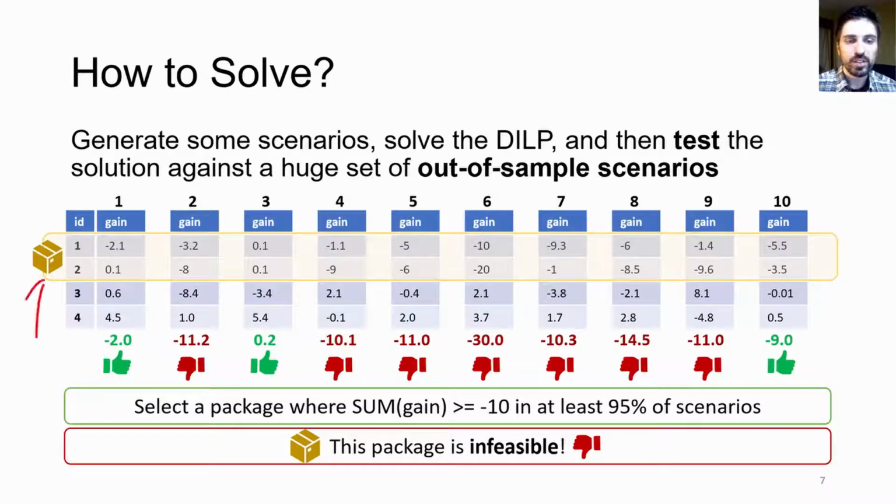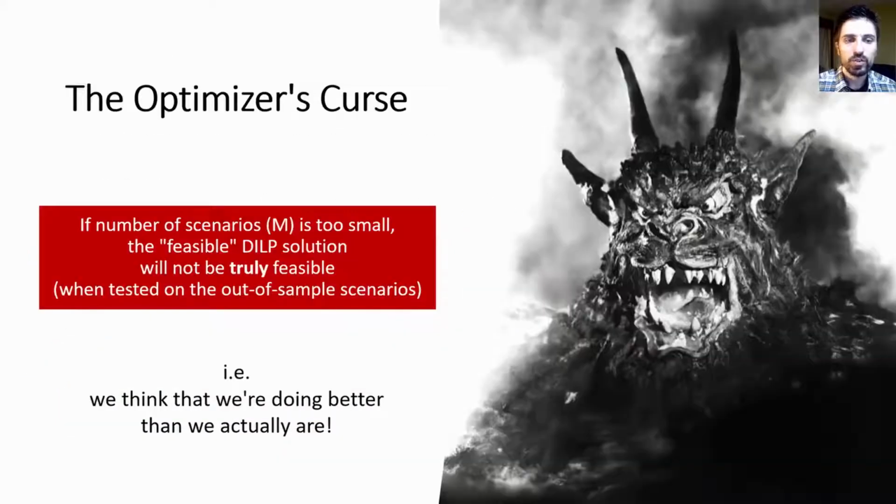In this case, for instance, the solution that picks tuples 1 and 2 only satisfies 30% of the out-of-sample scenarios, rather than 95%, and therefore it is infeasible. This happens because of what people call the optimizer's curse. If you use too few scenarios when you solve the DILP, the solver tends to view the world too optimistically and gives you solutions that are in reality infeasible.